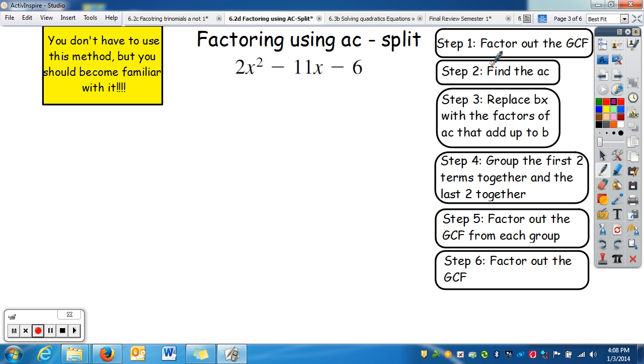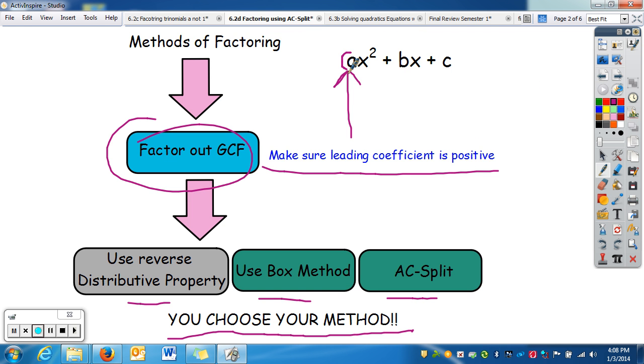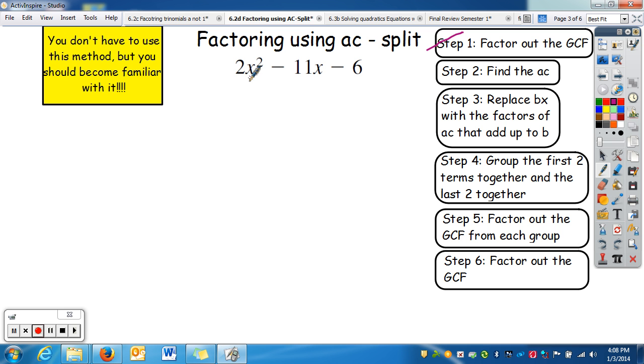So factoring using AC split. First step is always factoring out the GCF. We do not have a GCF, so we are done with step one. So then you're going to find the AC. So remember, going back here, your A is next to x squared, and the C is just the number all by itself. We're not going to worry about the BX right here. So your A is 2, and your C is negative 6. In AC, you go 2 times negative 6, which is negative 12. If you haven't already, you should write everything down in this column. These are your steps. So we're done with that one.